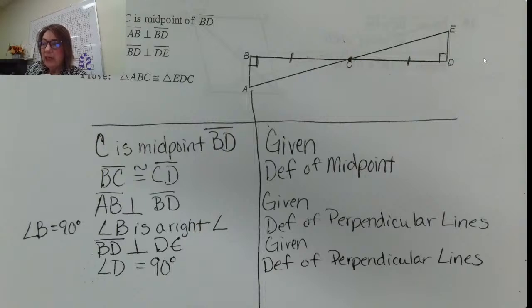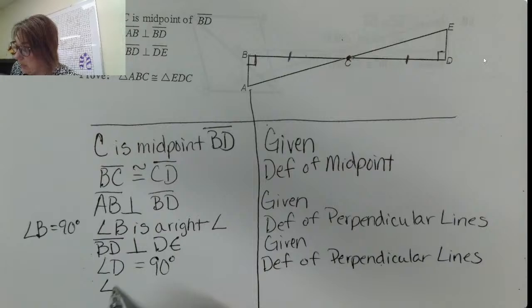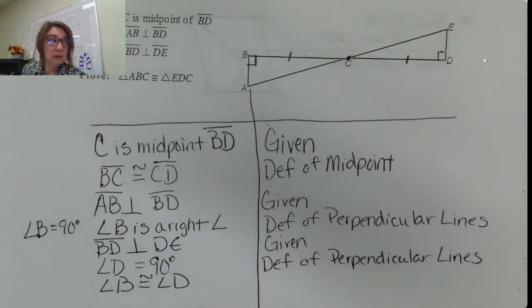Now, if angle B is 90 degrees and angle D is 90 degrees, what conclusion can you draw about their relationship to each other? They're congruent. I know this seems really silly, but we need to say that. We need to say, so that means angle B is congruent to angle D. And so we could say that.